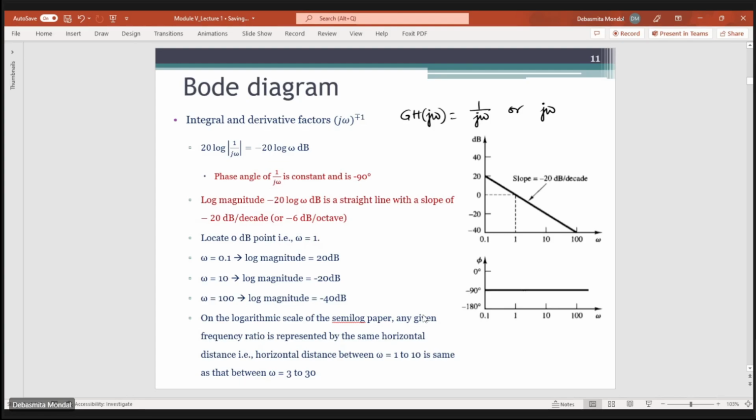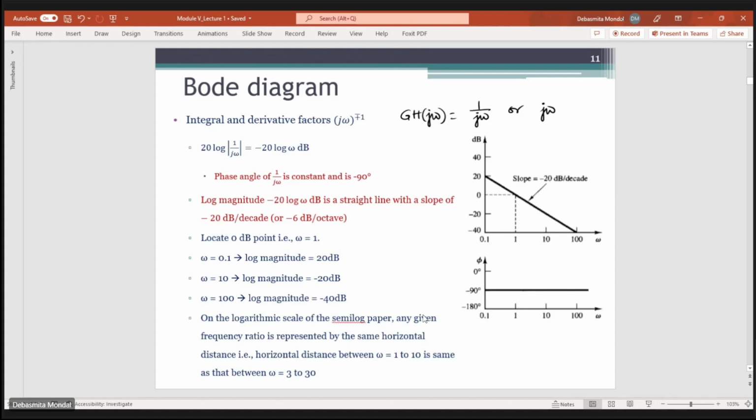So you can say that for an integral factor, that is 1 by j omega, the log magnitude curve is a straight line, and the slope of the straight line is given by minus 20 dB per decade. Okay, so this will be the slope. If you draw this minus 20 log omega with respect to omega, you will see that it is a straight line, and the slope of this line is minus 20 dB per decade. And the phase angle is a constant phase angle at minus 90 degrees.